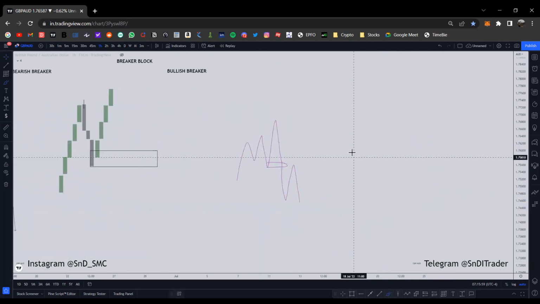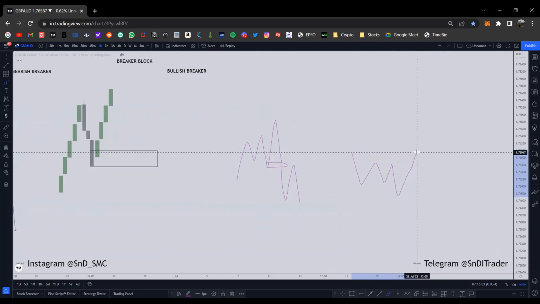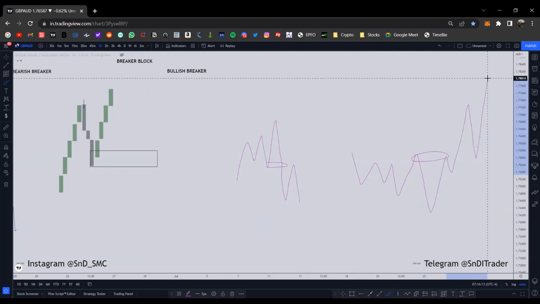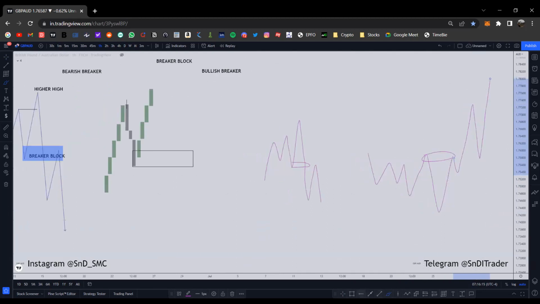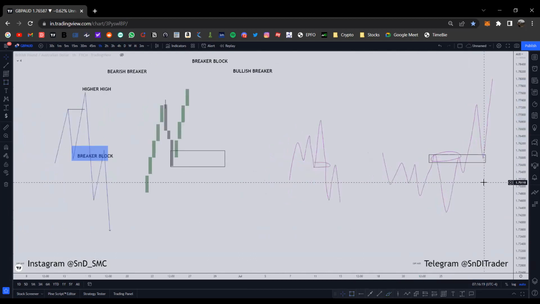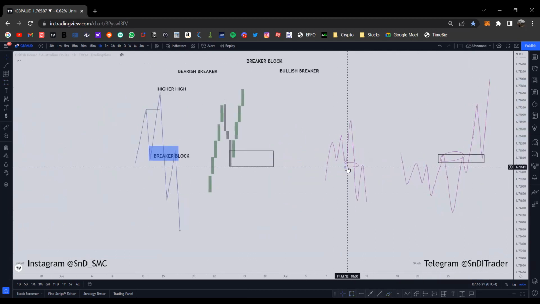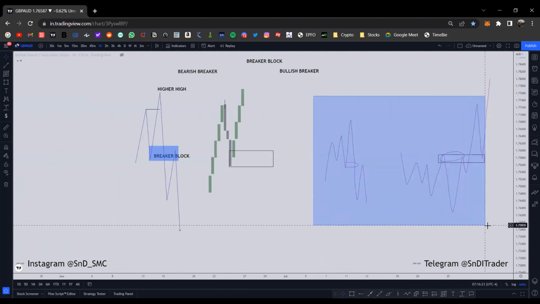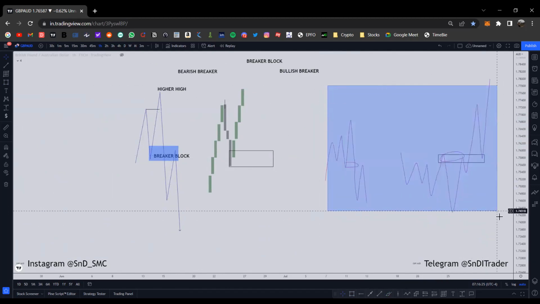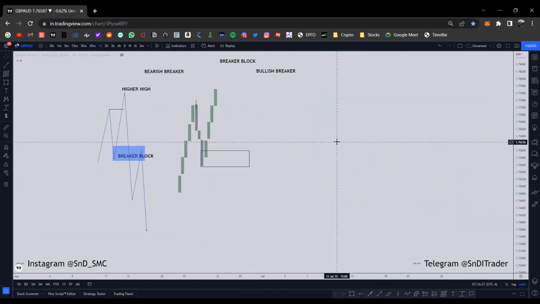And same thing for here. This is a high, then low, price failed to give a down move from here. So price might go up and come back again, then give a nice move towards the upside. So this will be a bullish breaker, and this will be a bearish breaker. Alright. So in this session, I will be talking about this one only.